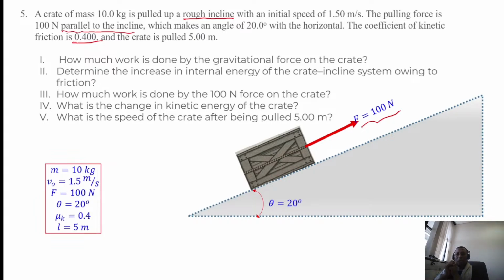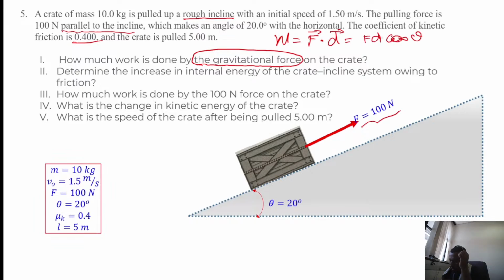The first question says, how much work is done by the gravitational force? You must carefully see which force they are asking for: the gravitational force. By now, I hope you remember that the work done by any force is force dot distance d. The force is the applied force, d is the displacement. Dot is a dot product, or you could say F d cos theta. That is the general formula that we'll be using throughout.